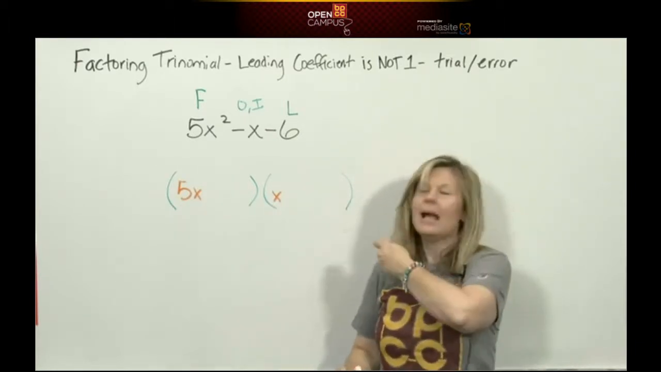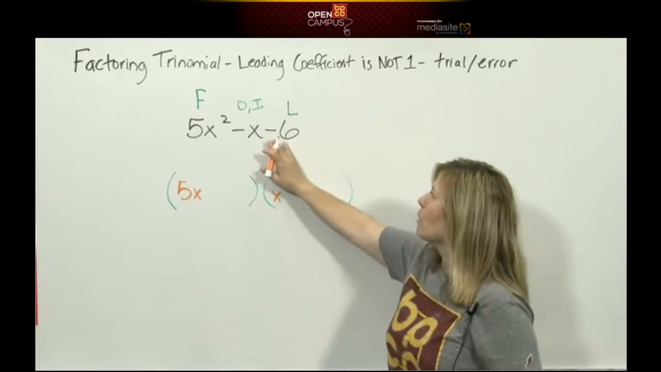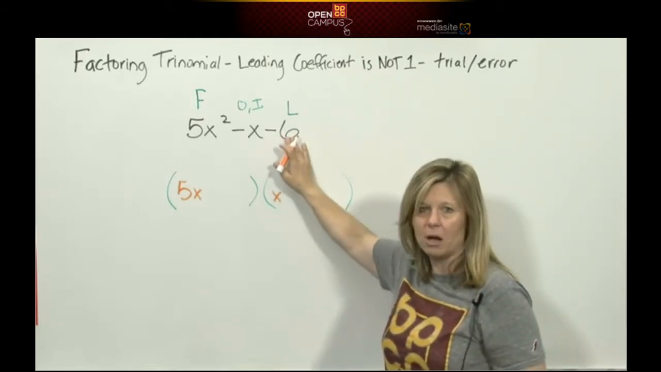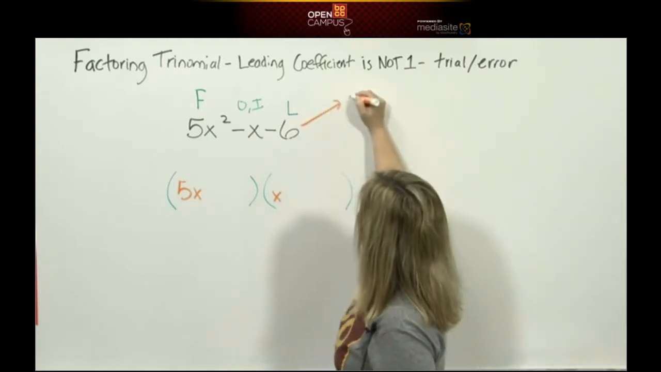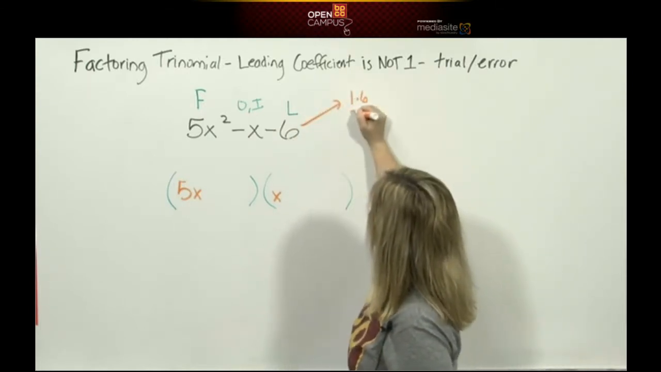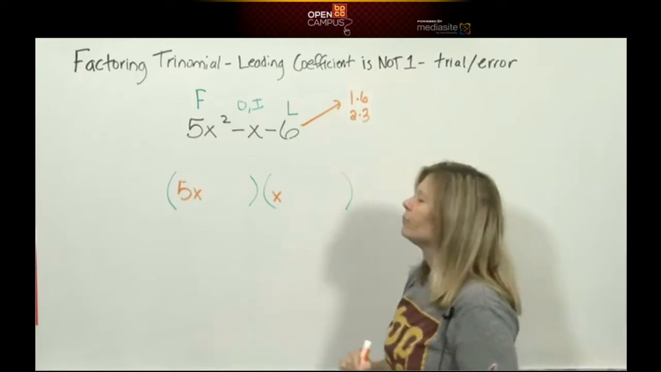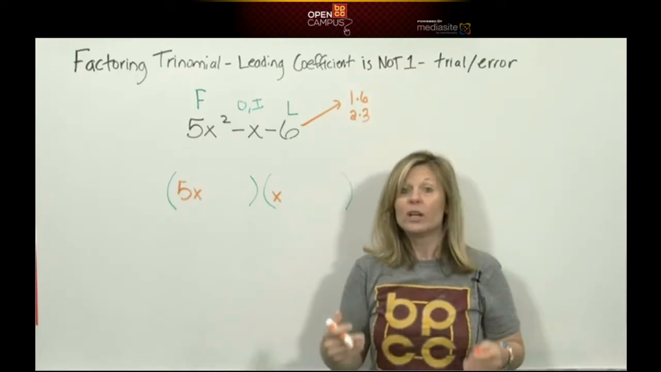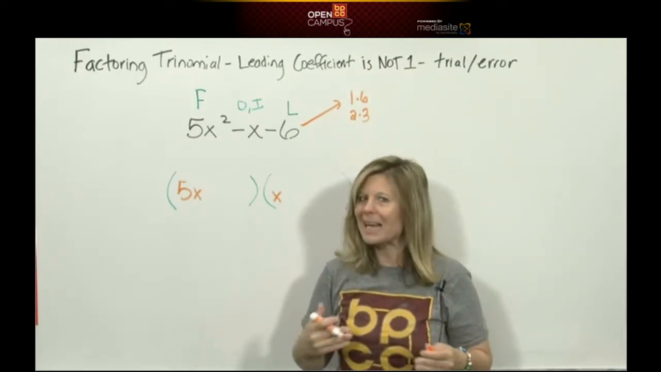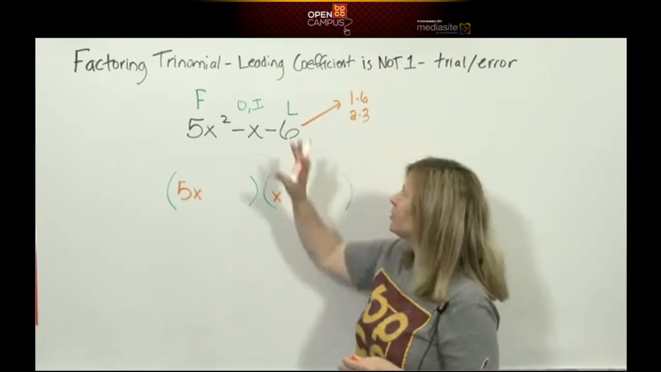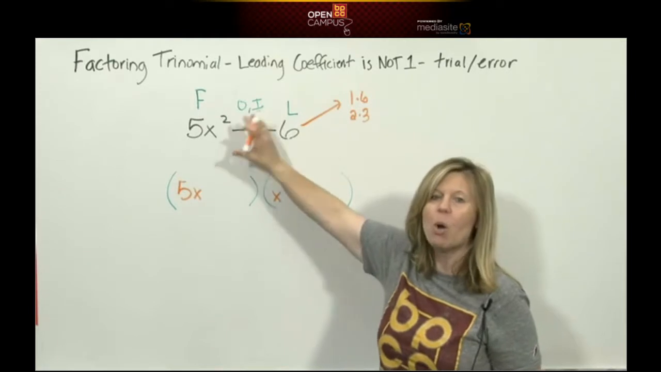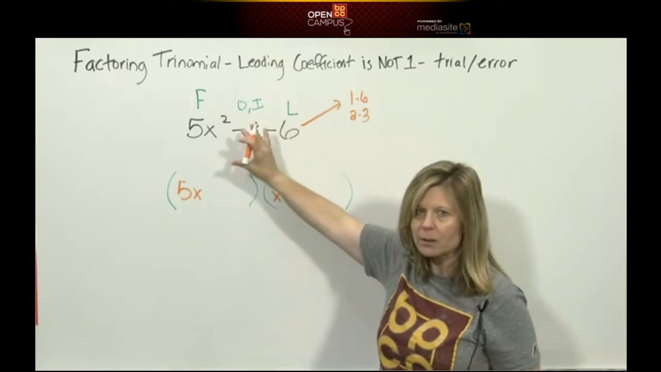Done. Now we're going to go to our last term. Remember, don't look at the symbol, just look at the number right now. I need my factors of 6. So I'm going to go over here. I know it's 1 times 6 and 2 times 3. Those are my factors of 6. We talked about this. You do not pick eeny, meeny, miny, mo, which factor you like better. You have to listen to the expression. You have to read the expression.